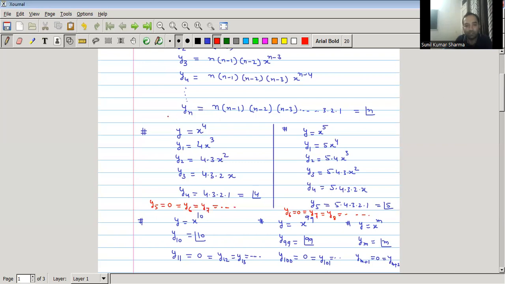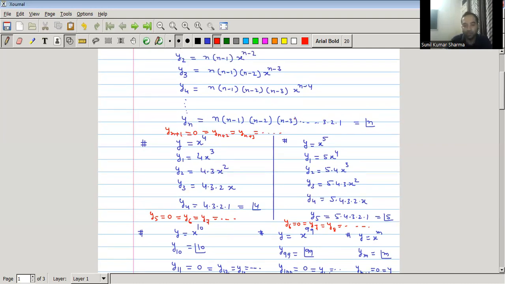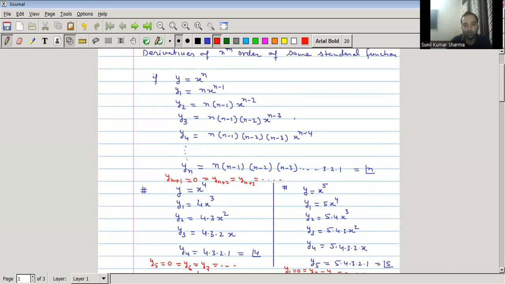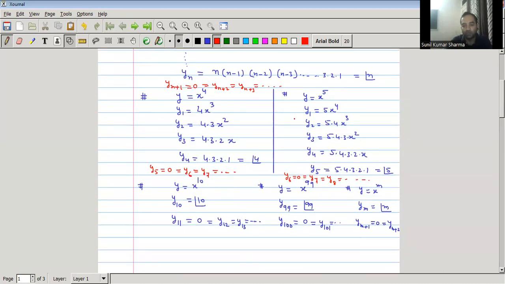Now come to this. If we have to find yn plus 1, it means we have to differentiate yn one more time with respect to x. So what we get? We get 0. That is equal to yn plus 2, that is equal to yn plus 3, that is equal to yn plus 4 and so on. So take 30 seconds, go through the whole content, whatever we have discussed up to this. Then we will discuss the next part.